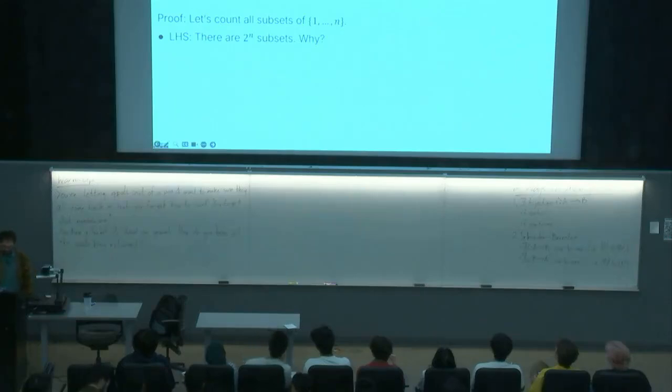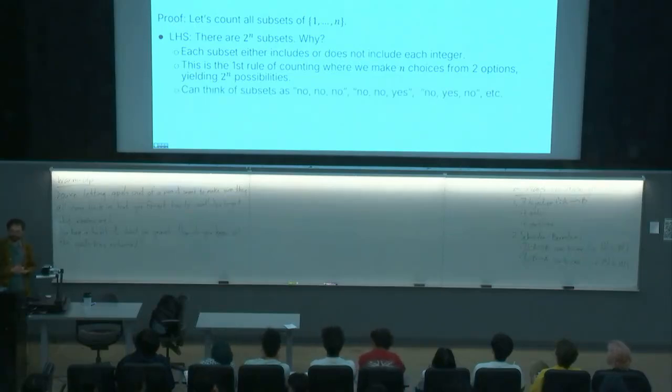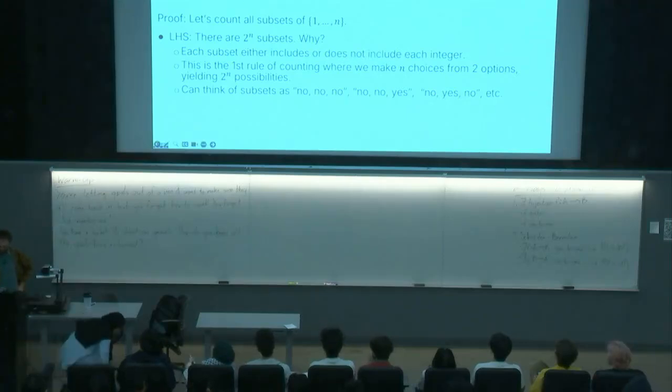And so on the left-hand side, if we think about counting subsets, we know there's 2 to the n possible subsets. Why is that? Well, each subset either includes or does not include each of my integers. So for example, and this is just what we saw before, which is the first rule of counting. We have a bunch of binary choices. Include yes or no. Include yes or no. We're doing it with replacement, so we get 2 to the n possibilities. Another way of thinking about it is the subsets, for example, for n equals 3 are no, no, no, no, no, yes, no, and so forth. So clearly there must be 2 to the n subsets. That's the left-hand side. Okay?